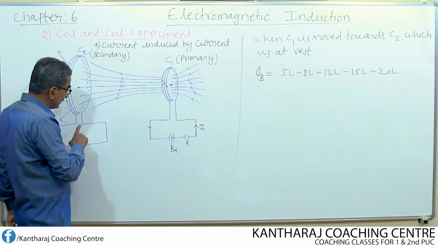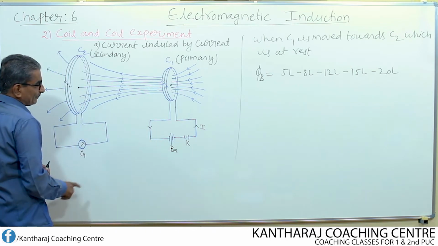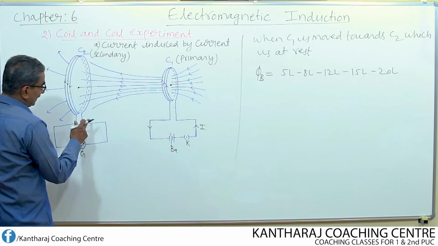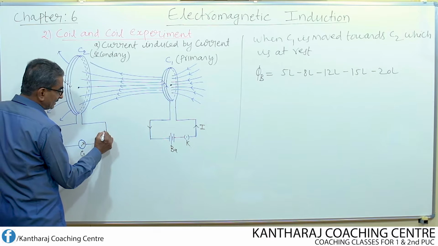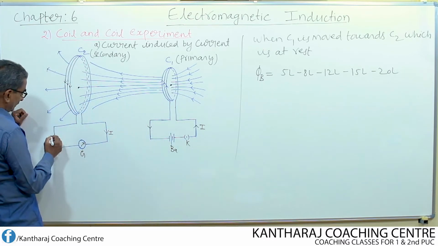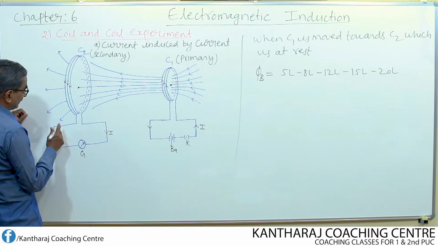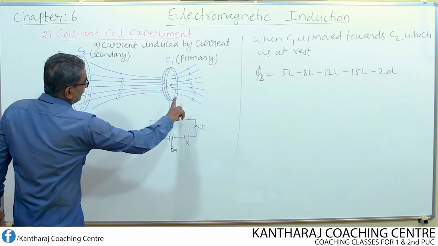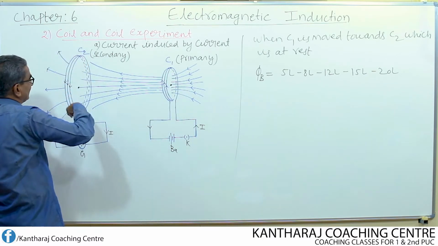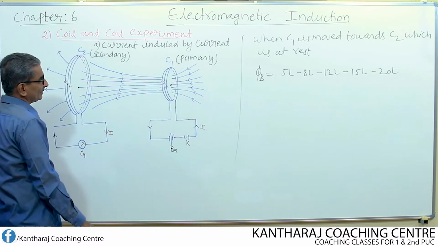So we can observe here, if the current in this coil is flowing in this direction, then according to Lenz's law, the current in this coil will be opposite to that of this. Look here at the direction I have written. If the current here is flowing clockwise, the current here is said to be anti-clockwise.